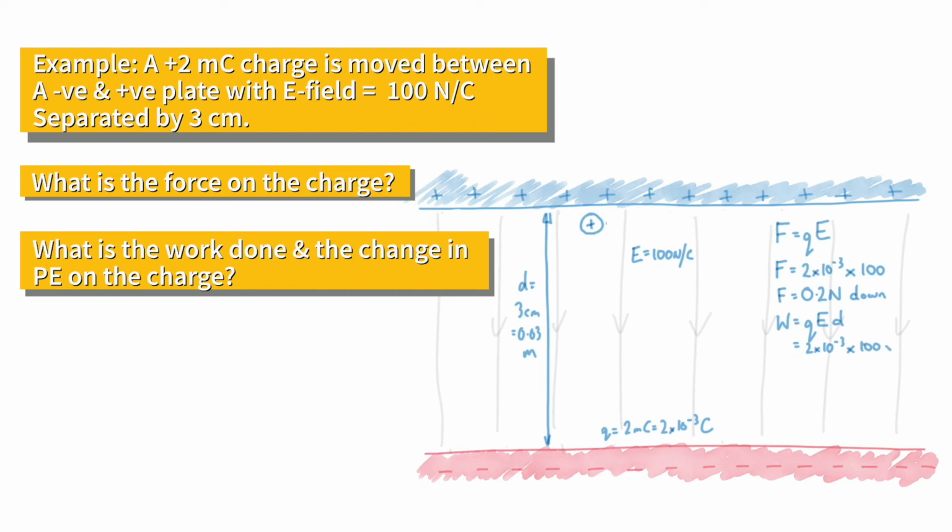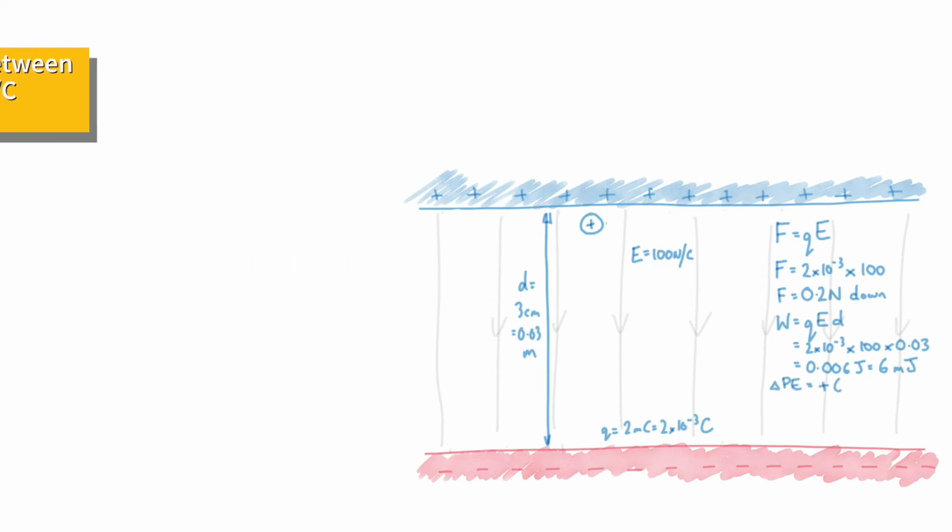Now the work is just going to be the force times the distance, which is QE times D. And we get 2 times 10 to the minus 3 times 100 again, times its distance. So just the force times distance there is 0.006 joules, or 6 millijoules. Now the work is positive there because we're increasing our potential energy. And our answer there for the change in potential energy is positive 6 millijoules.